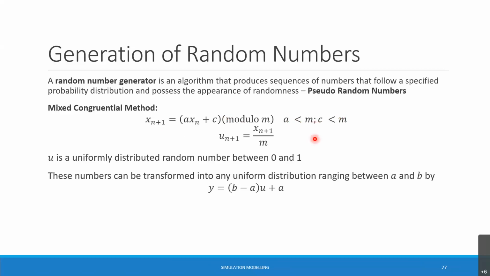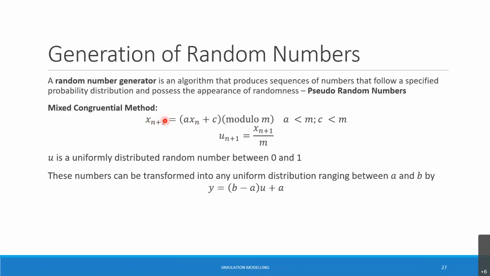For example, you can just try taking M equal to 10, A equal to 2, and C equal to 5, initiate some number, and try to generate. But you will find that after a few numbers, it starts cycling. So if you choose a small value of M, the cycle begins.